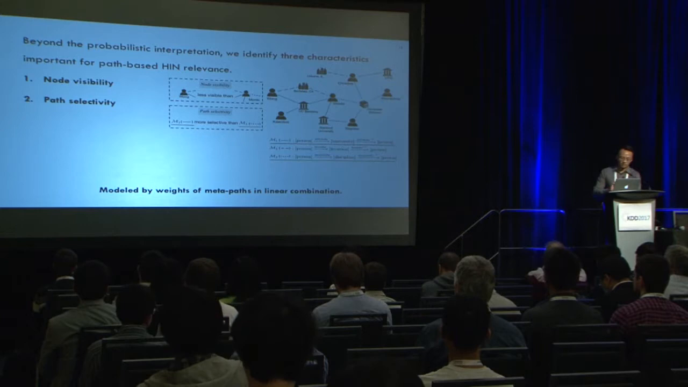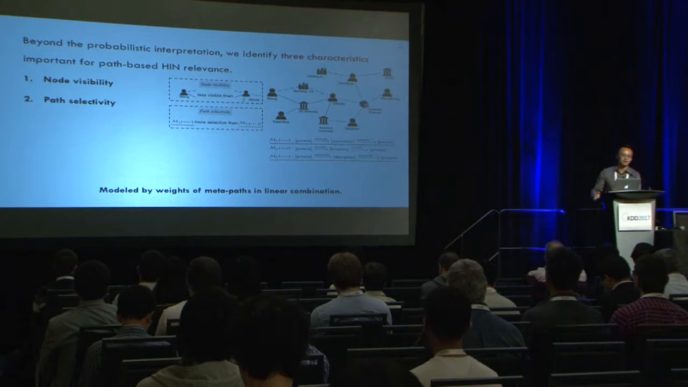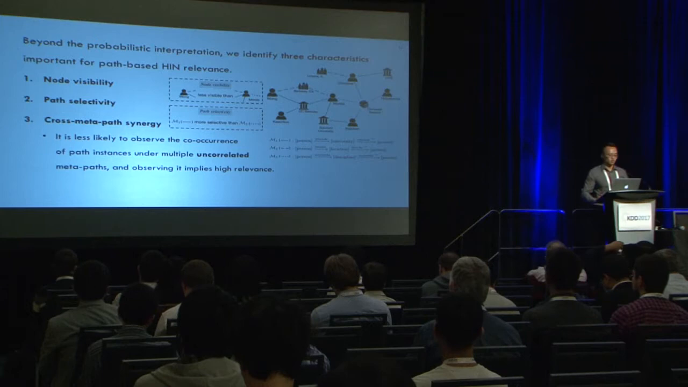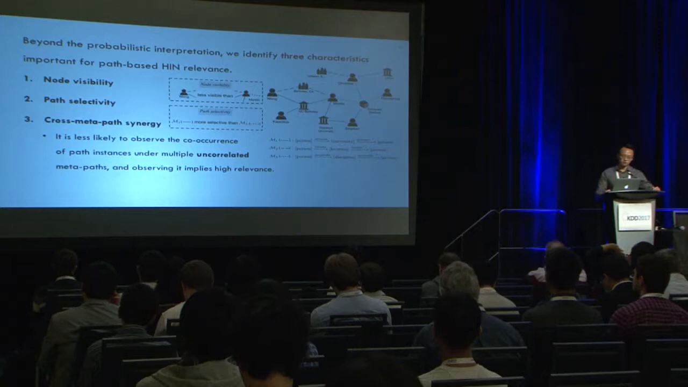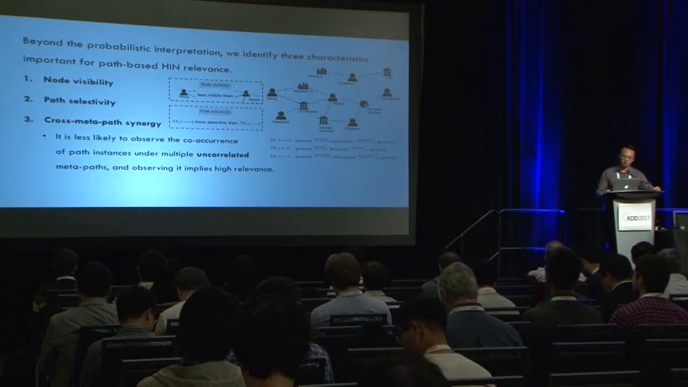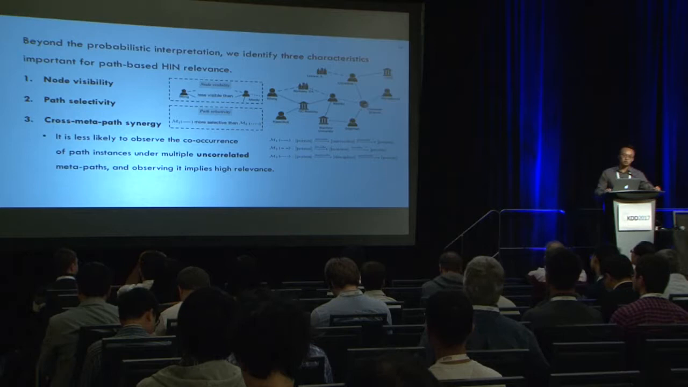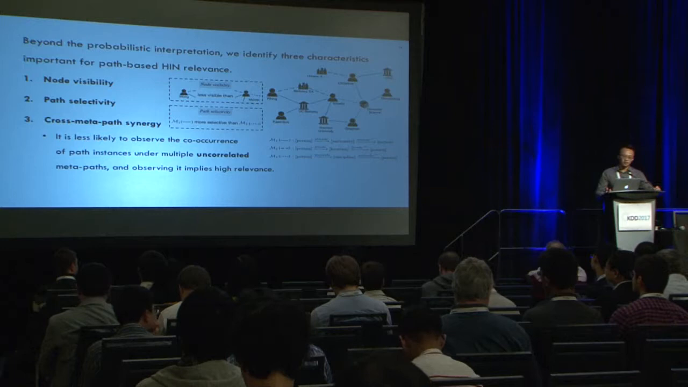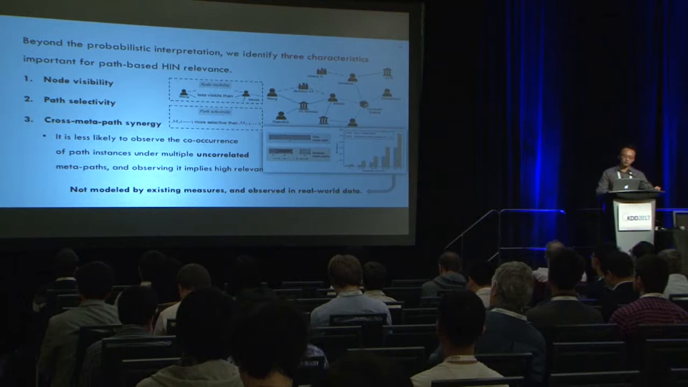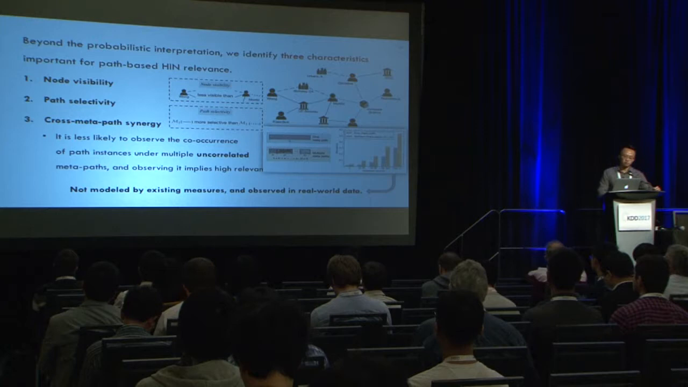And this path selectivity is actually also modeled by the weights of the metapaths in the linear combination we've shown previously. And the last characteristic we talk about is cross-metapath synergy. Generally speaking, what we mean by cross-metapath synergy is that it is less likely to observe co-occurrence of path instances under multiple uncorrelated metapaths. And if we do observe such co-occurrence between a node pair, it will imply some high relevance. This is a kind of heuristic which is not modeled by existing relevance measures, and we have observed it in real-world data sets, which is explained in our paper.